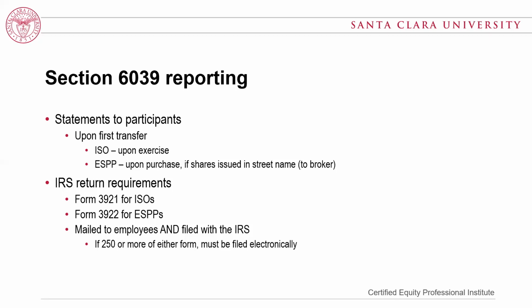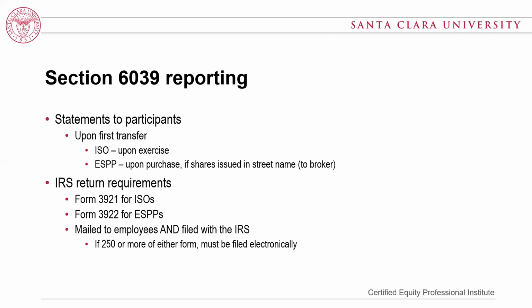The reports are required after the corporation, 1, issues shares to an individual on exercise of an ISO, or 2, transfers legal title of shares of stock acquired at a discount under an ESPP. The regulations under 6039 apply to both private and public corporations, although relatively few private companies have ESPPs.